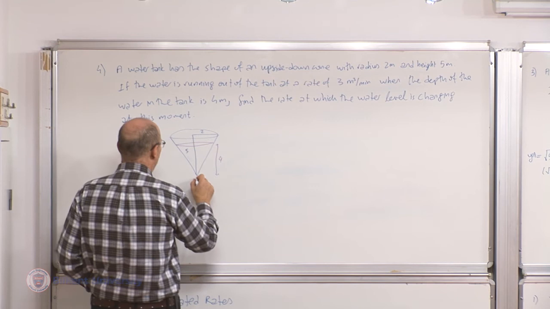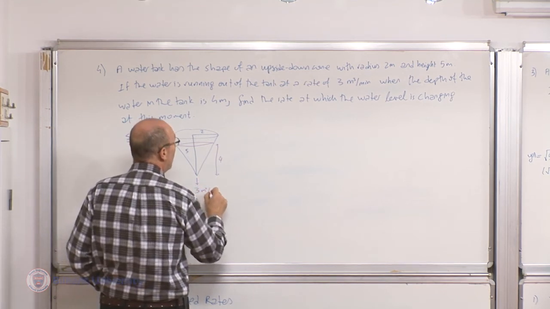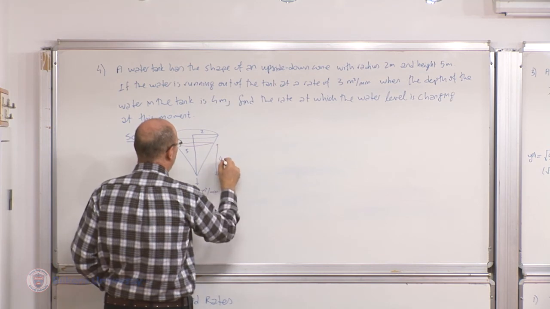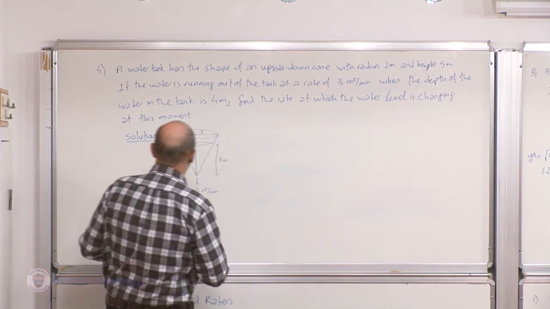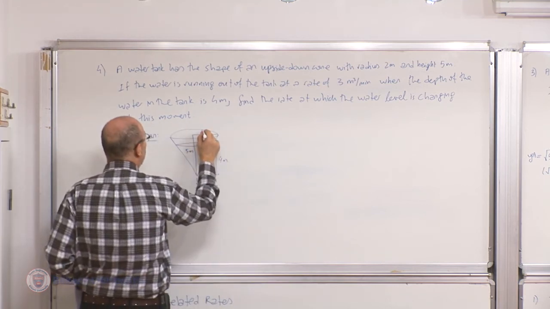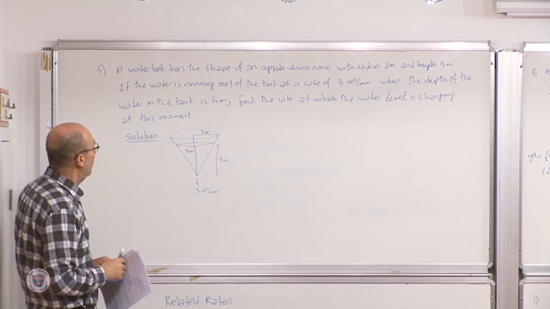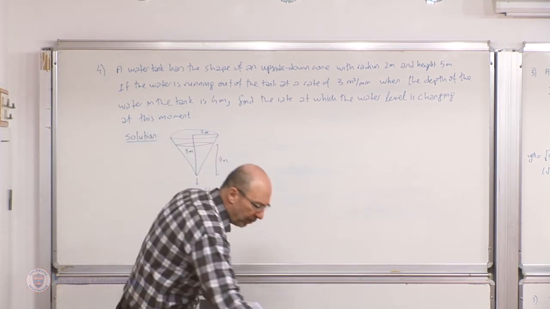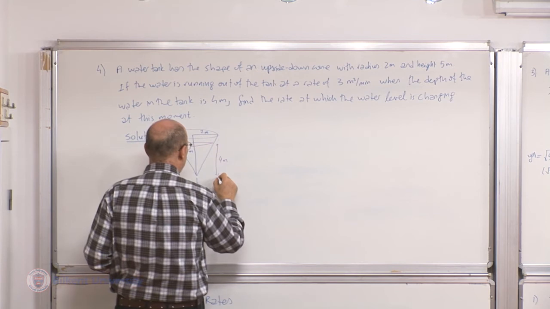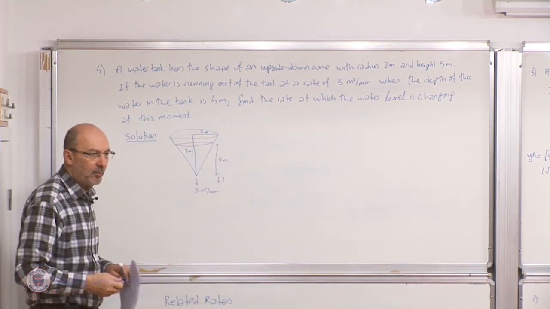And water is pouring out at 3 cubic meters per minute. Okay, so now that I started to write units, this whole thing is 5 meters, this is 2 meters, and this is 4. Okay, and what is asked? Find the rate the water level is changing. So we want to find how fast this is changing. This part is going down at a certain rate, and this is what we want to find.